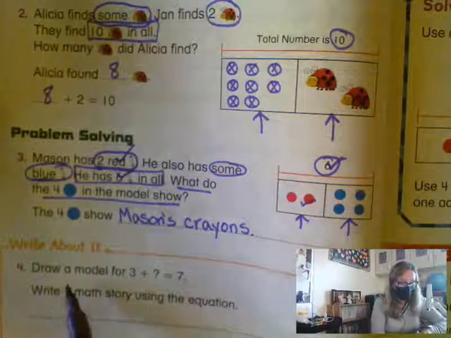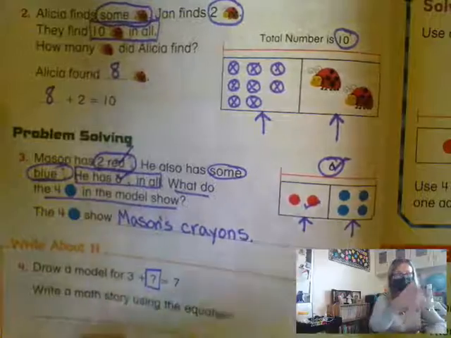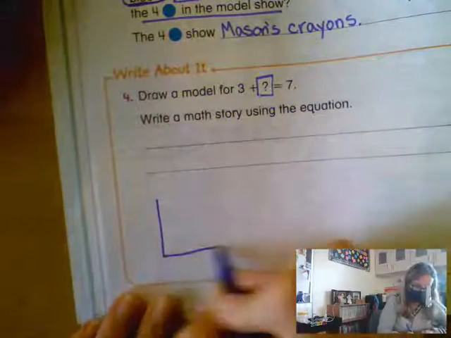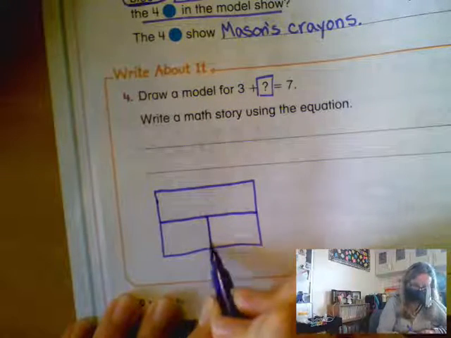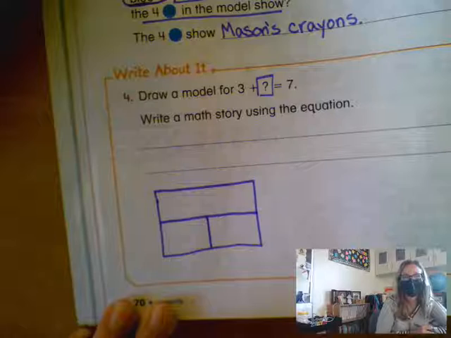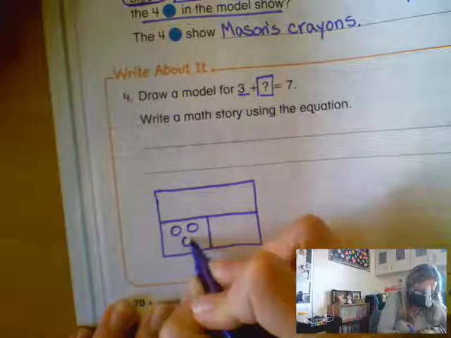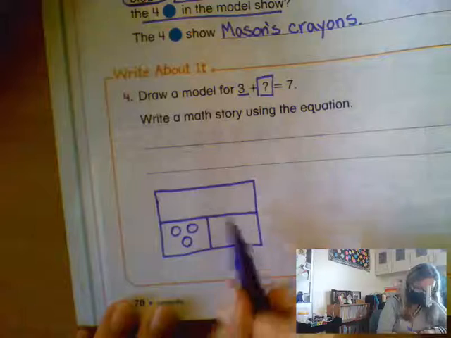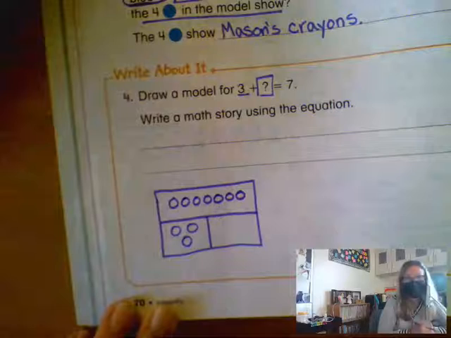All right, draw a model. So 3 plus some number we don't know equals 7. To draw that model, watch what I do and then copy, okay? So here's our model. Let's draw our part, whole model. We've been doing part, whole for a while. We draw a line down the middle and then a line like that. And we know that one of our parts is 3, so we can put in 1, 2, 3. We know that our total all together is 7. 1, 2, 3, 4, 5, 6, 7.